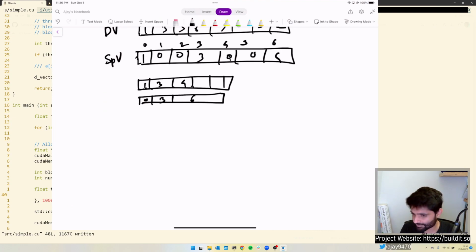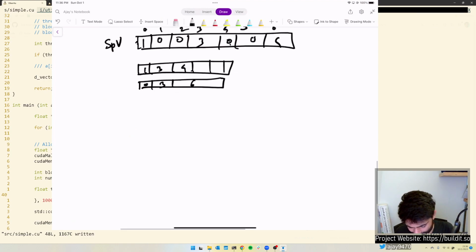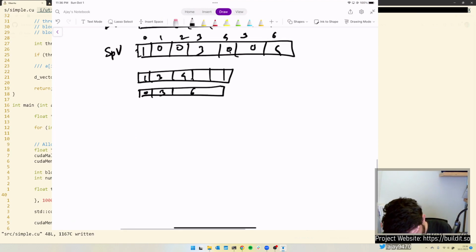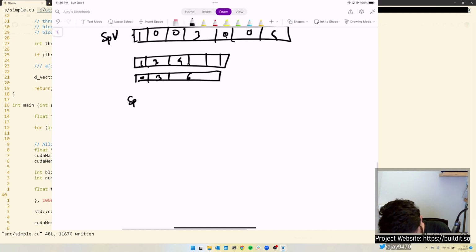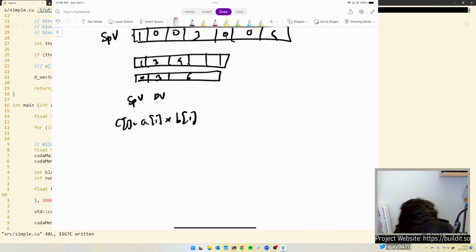If I write the code for scaling up a sparse vector, it's going to look exactly the same because it just has fewer elements. So we're going to do a different operation. Instead of sparse vector scaling, we are going to do sparse vector dense vector multiplication, SPVDV, which is basically C of I equals A of I times B of I. This is just multiplying two elements pointwise.